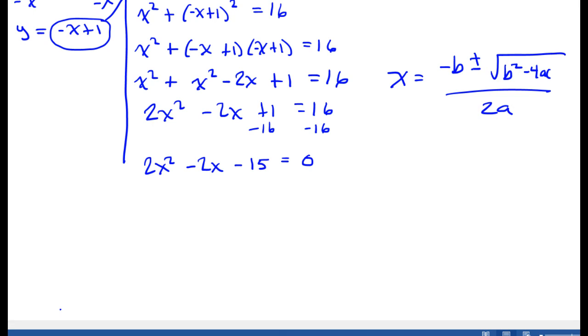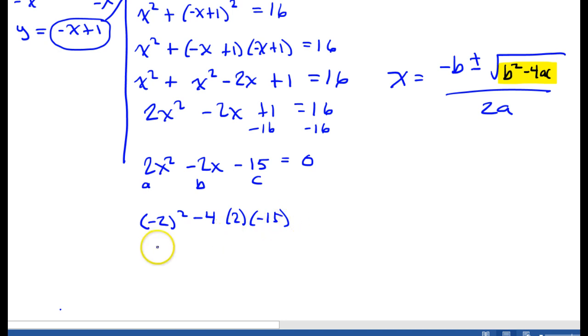Okay, the first thing we should do is use the part underneath the radical. That's called the discriminant. Let's do that first and see if this even has any solutions at all. So remember that this is a, this is b, and this is c. So I'm just doing b squared minus 4ac right now. So that's going to be negative 2 squared minus 4 times 2 times negative 15. Alright, so the discriminant is 124. It's not negative, so this will be doable.